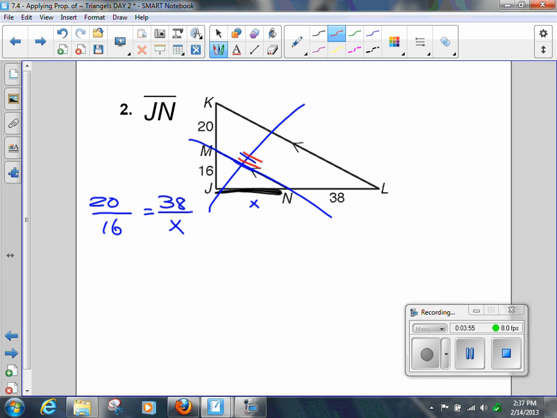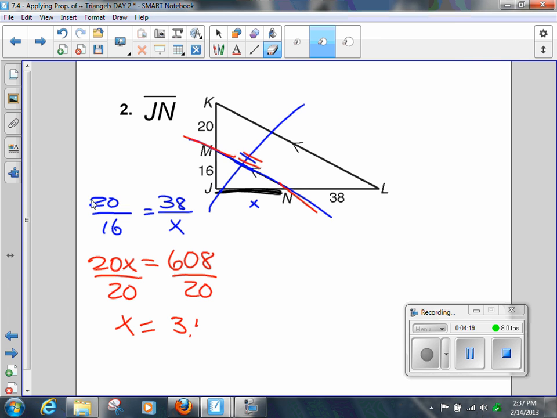Okay? And look. 20 over 16, 38 over x. Okay? Fix it. Don't have it wrong in your notes. 20x is equal to, folks, what's 16 times 38? Is that what you said? Divide both sides by 20, and it's 30.4. Daniel, is that what you got?